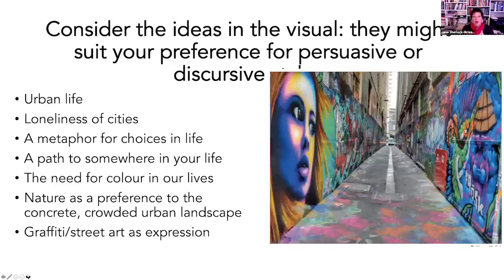pros and cons of urban life, the loneliness of cities. You could use it as a metaphor for choices. And so, the road not taken is going to work there. A path to somewhere else. The need for colour in our lives, nature, for example. And so you might like to look at that as a bit of a dualism. Or graffiti, just take it very, very literally and talk about the role of graffiti.